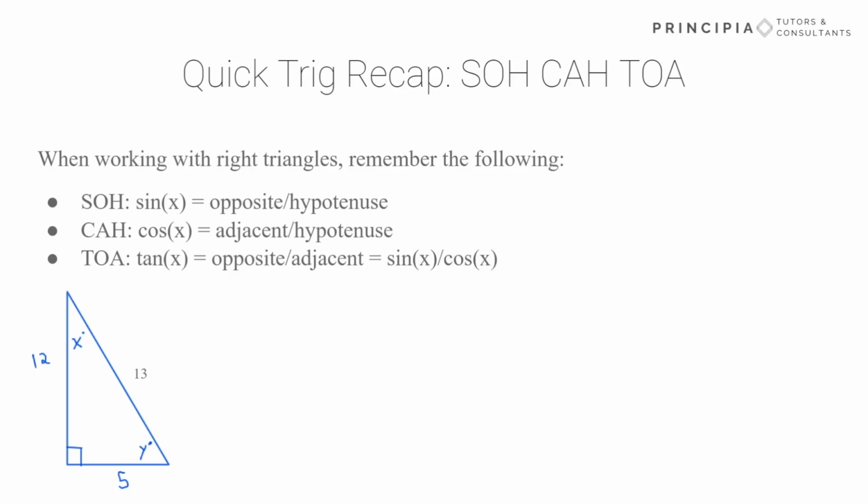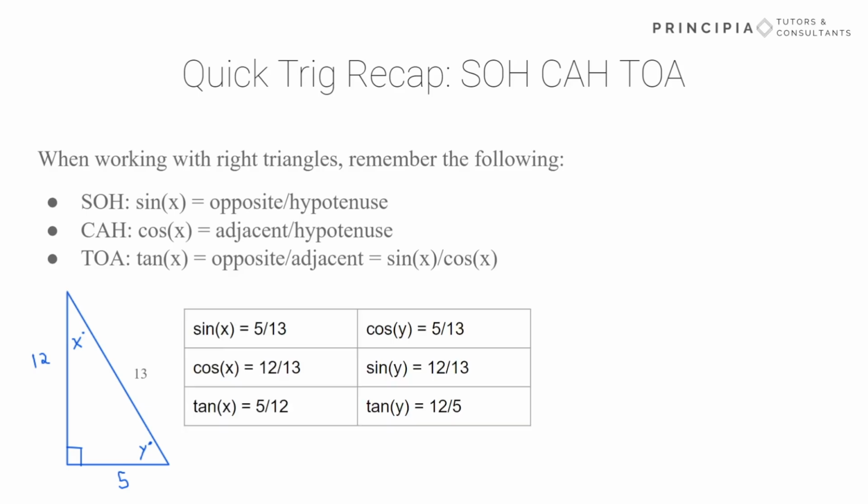Now I can put in all the trig values. So the sine of x would be 5 over 13, opposite over hypotenuse. We'll notice that that is the exact same value as the cosine of y. If we look at the cosine of x, adjacent over hypotenuse, 12 over 13, again, that's equivalent to the sine of y. Then finally, tangent of x, opposite over adjacent, would be 5 twelfths. Tangent y would be 12 fifths. So we can see that the tangents of x and y are reciprocals of one another.